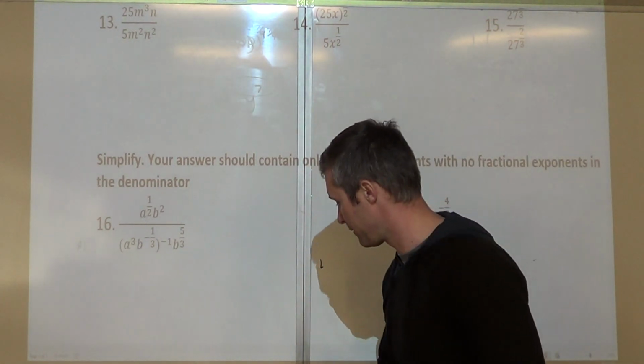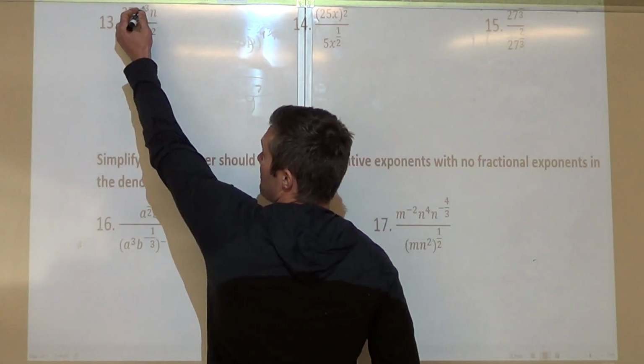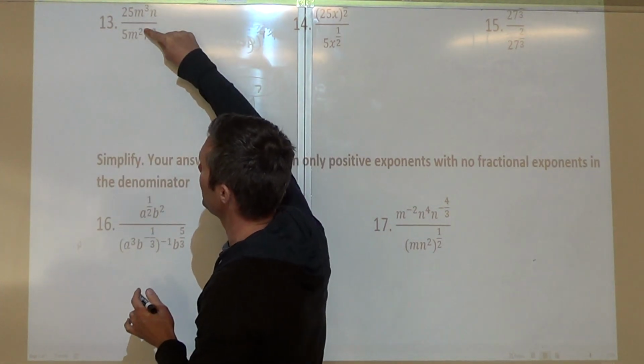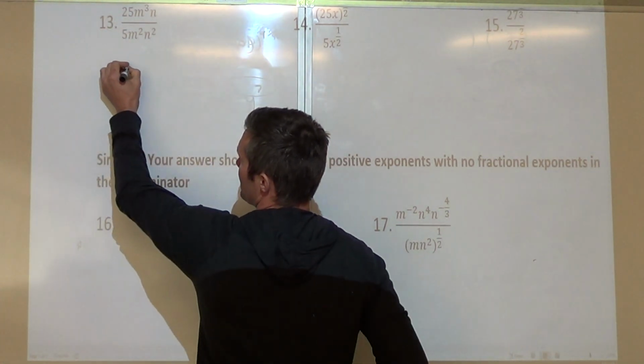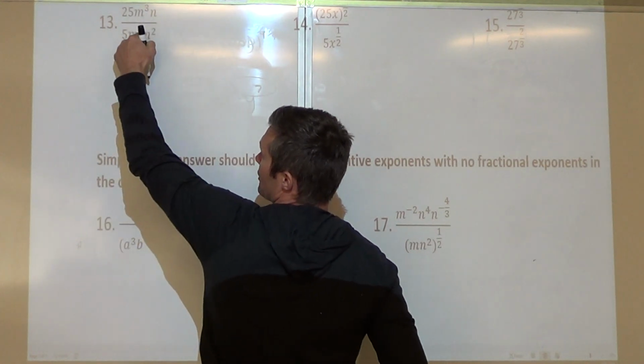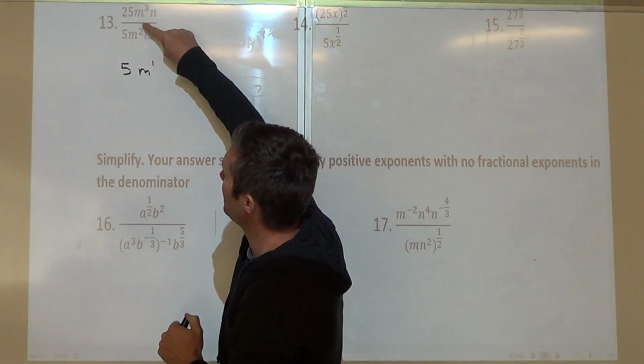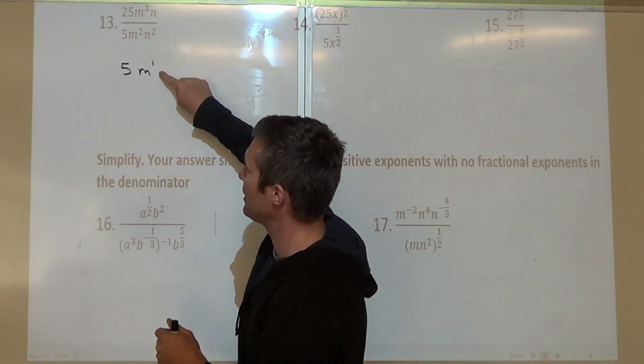So we come through here. If I divide my exponents, so 3, if I divide them, we're going to subtract my exponents. So 25 divided by 5 is 5. 3 minus 2 is 1, m to the 1st power. Now, 3 is bigger than 2, so my m is going to be up top.